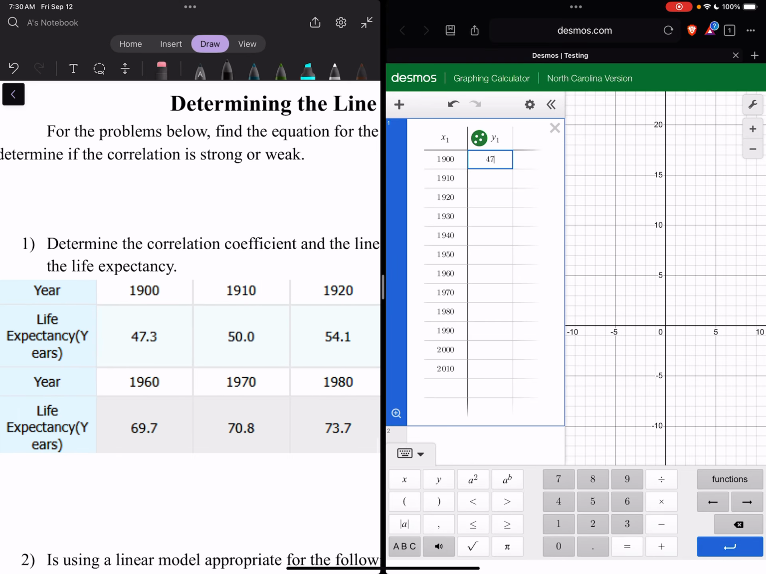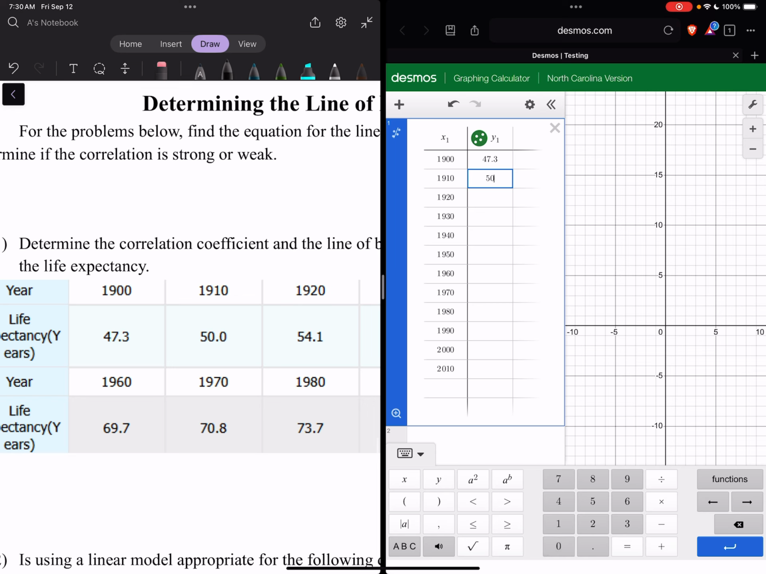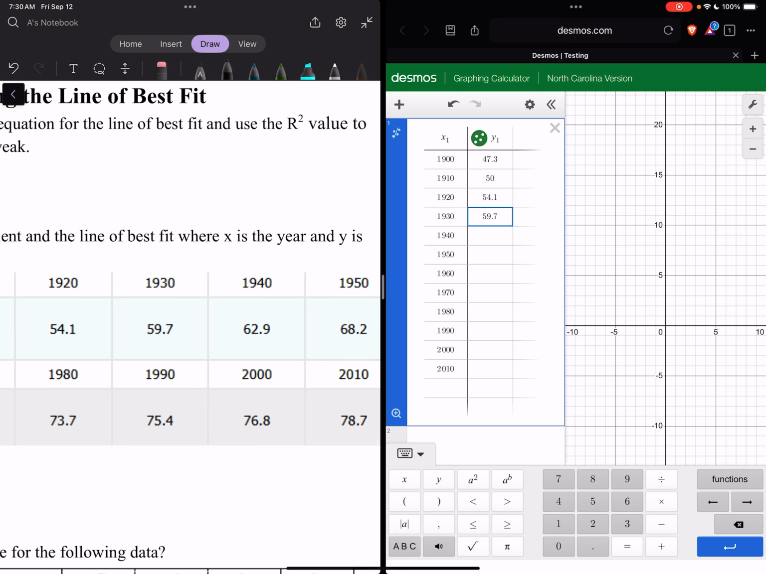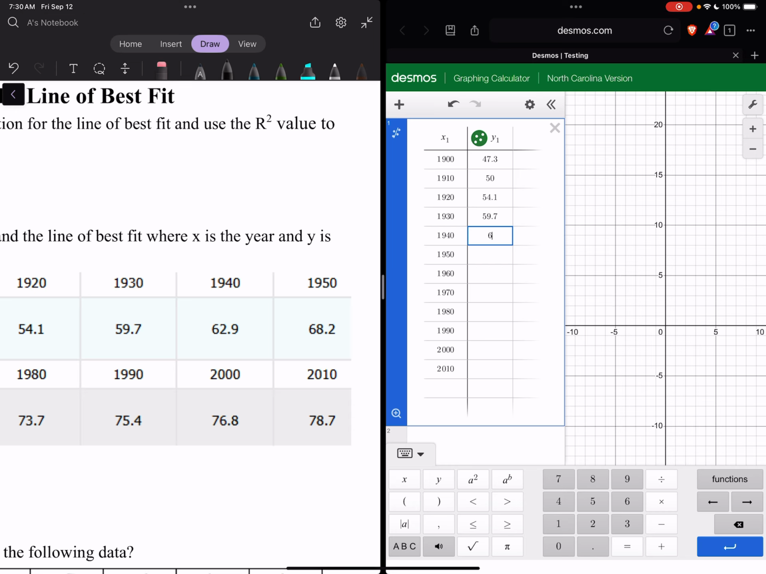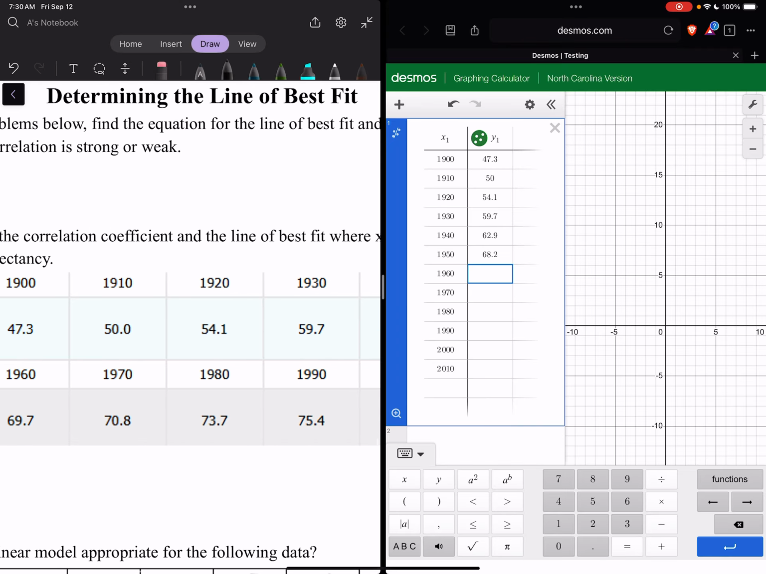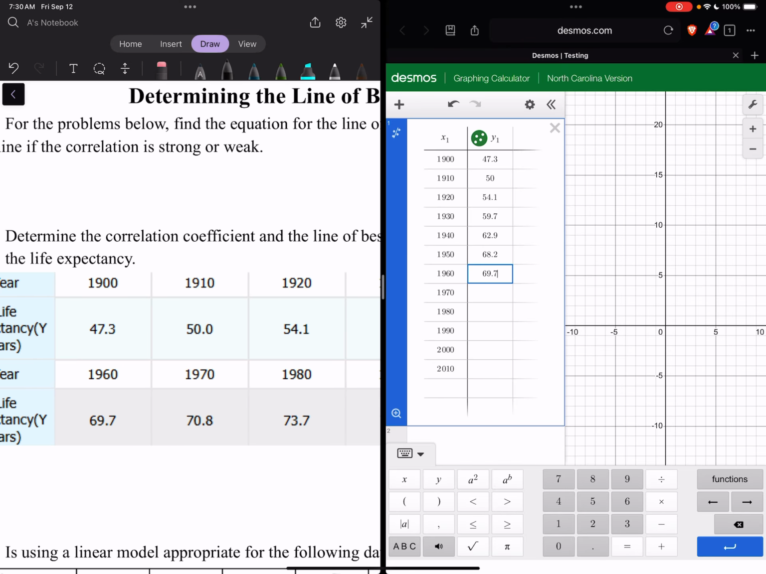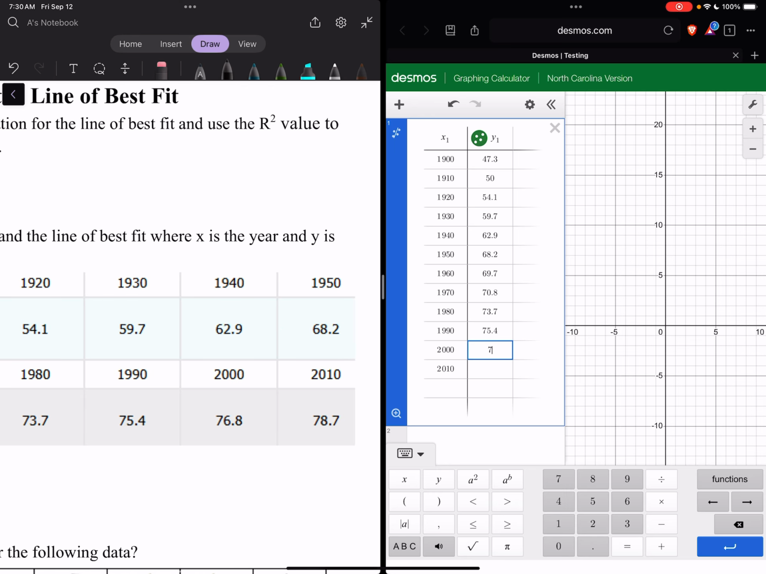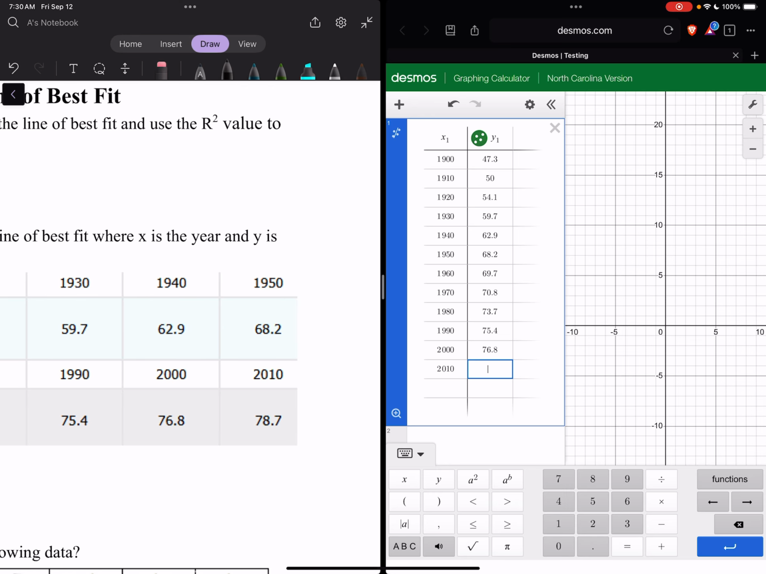All right, 47.3, 50, 54.1, 59 that is not a 9, 59.7, 62.9, 68.2, 69.7, 70.8, 73.7, 75.4, 76.8, 78.7.